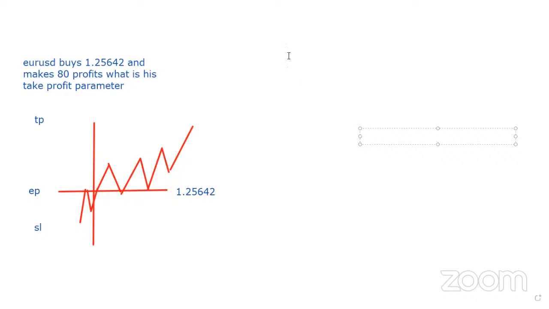So they're asking what will be the price at which he's taking profit, which is here. And what will be the price at his stop loss? I didn't add that, you can add that. What is also his stop loss parameter?